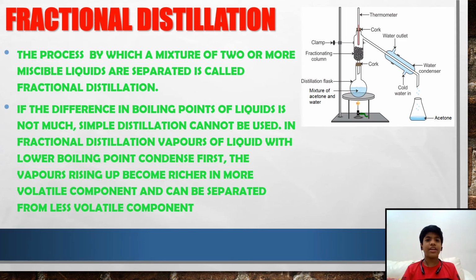The another method is fractional distillation. The process by which a mixture of two or more miscible liquids can be separated is known as fractional distillation. If the difference in boiling points of liquids is not much, simple distillation can be used. In fractional distillation, vapors of liquid with lower boiling point condense first. The vapors rising up become richer in more volatile component and can be separated from less volatile component.